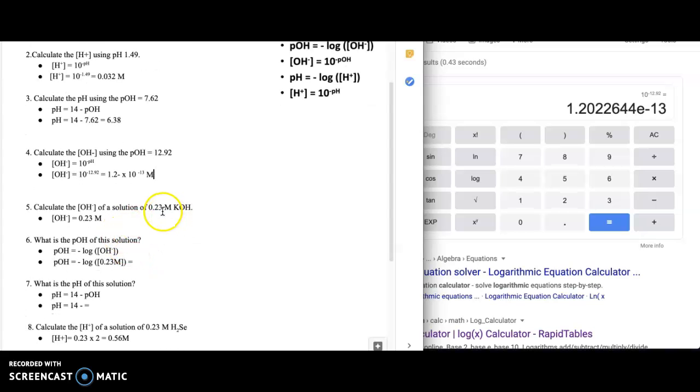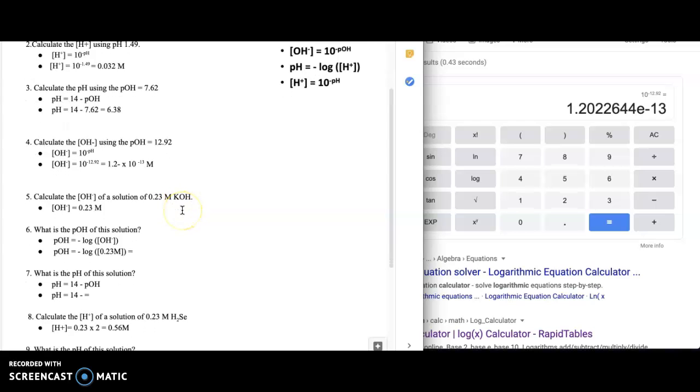Calculate OH minus of a solution of 0.23 KOH. This one is just equal when I put it in solution, the K and the OH separate. So my concentration of the whole thing, 0.23 M, is the same as the concentration of OH minus. So that's it.